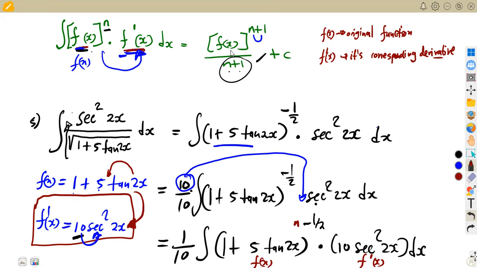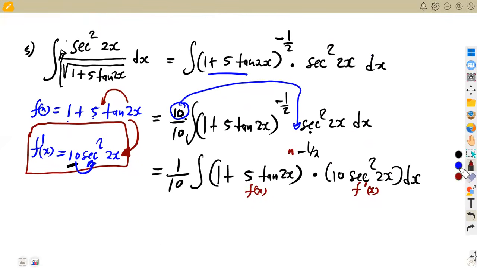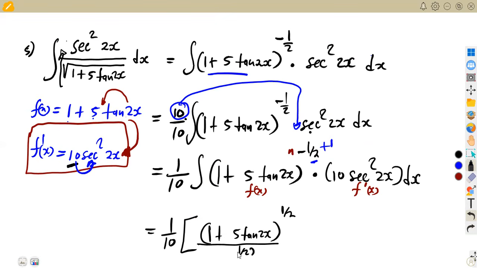So we can use now our formula f of x to the exponent of n plus 1. So we are going to have 1 over 10 into f of x, which is 1 plus 5 tan 2x, to the exponent of this n. This is our n plus 1. So minus half plus 1 is going to give us a positive half. Everything over a positive half in this case. All right, plus the constant of integration.